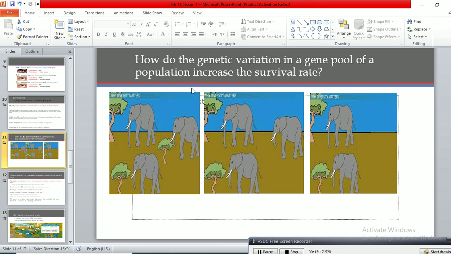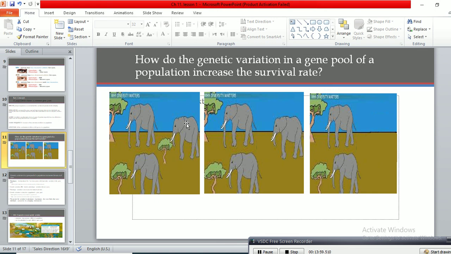What I want to add here is that genetic variation in a population or in a gene pool increases the survival rate. Let's first define genetic variation. Genetic variation is the variation in the population, here short trunk, medium, and long. If we take it on a gene level, let's say I give a letter for the trunk, T. So the short one will be small t, and the others capital T, for example.